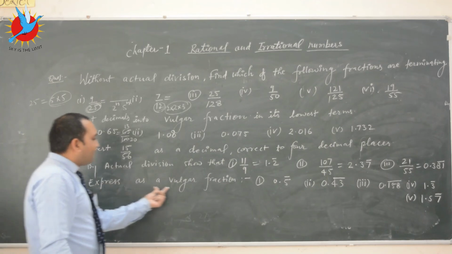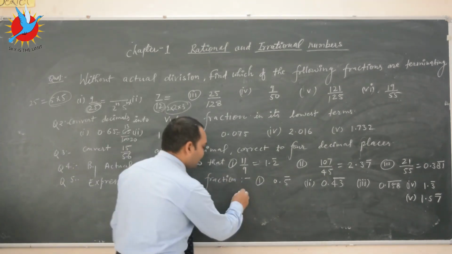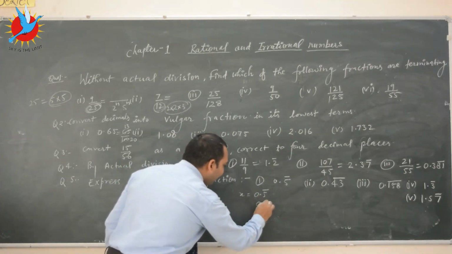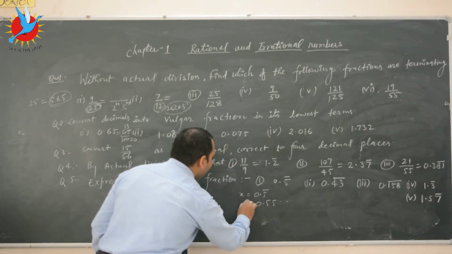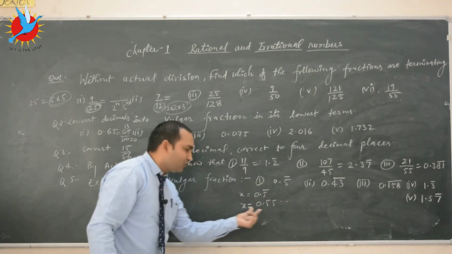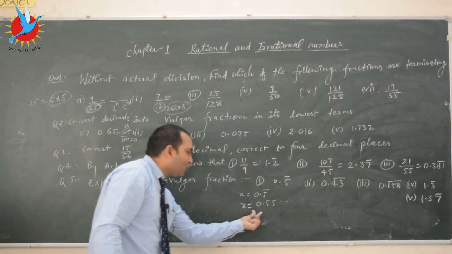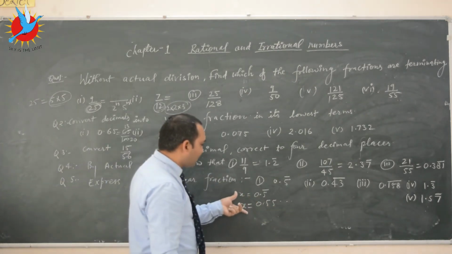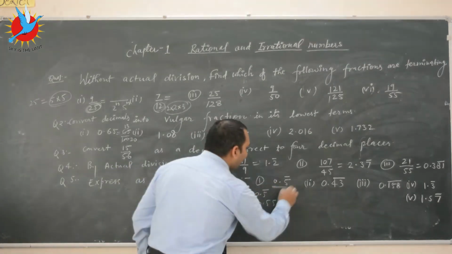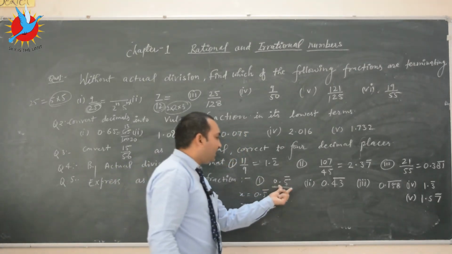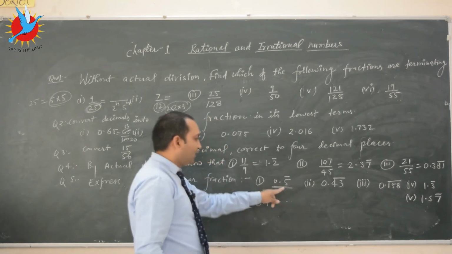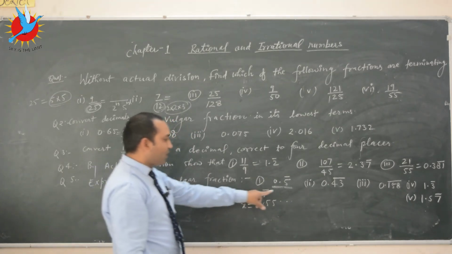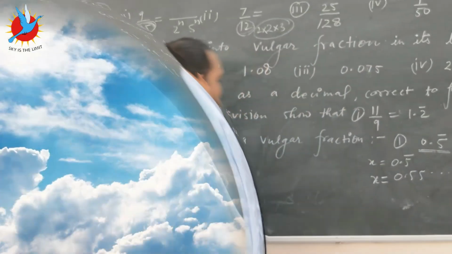Here, express as a vulgar fraction 0.5 bar. So consider x is equal to 0.5 bar, which is equal to 1 digit repeating, 0.555. So we multiply one digit repeating, so we multiply by 10, that is 10x is equal to 5.5. And similarly I discuss this type of terminating, non-terminating but repeating decimal into fractional form. So you can solve this yourself.